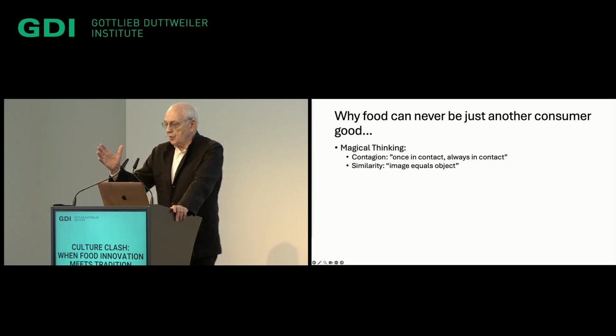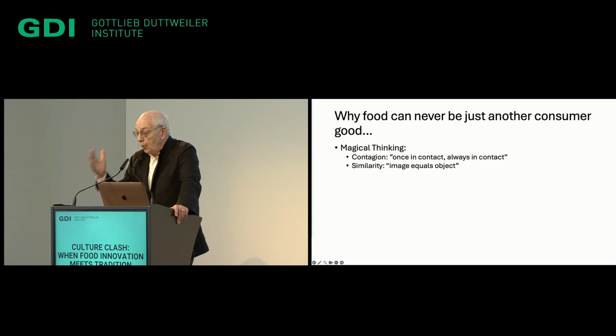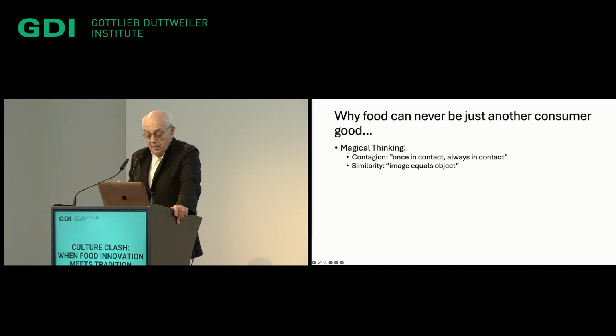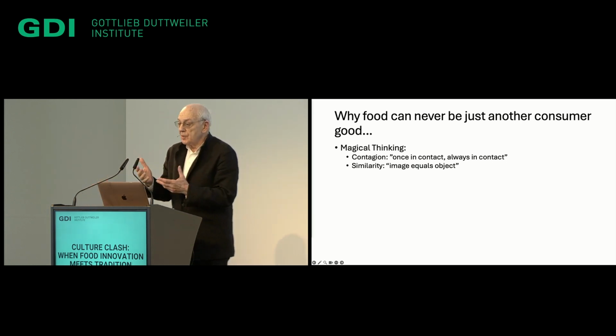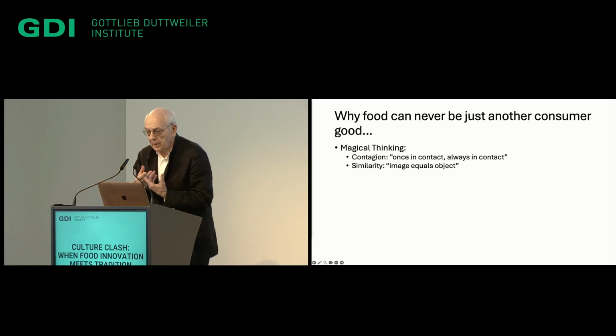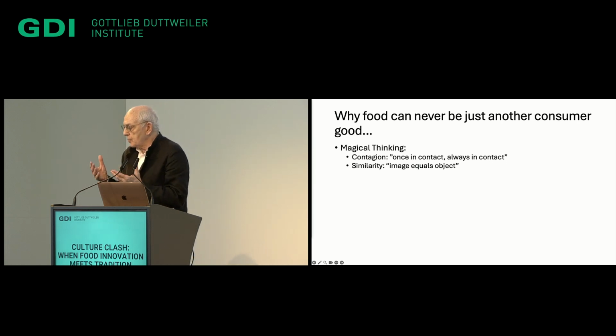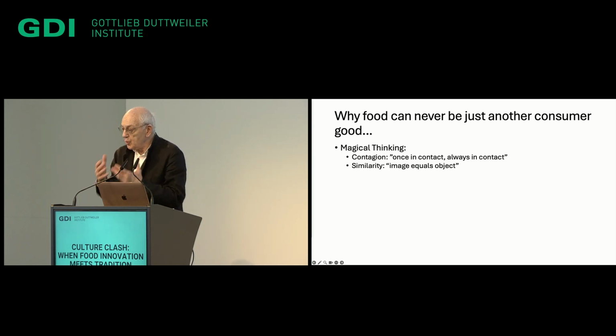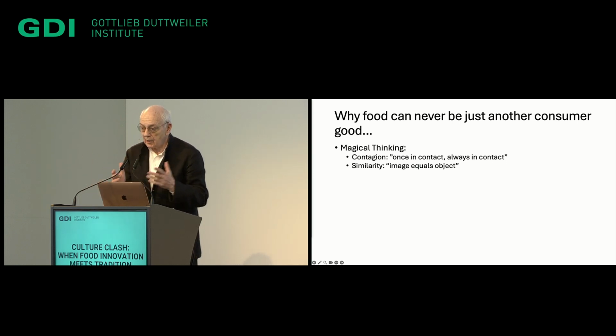In the 19th century, the first anthropologists found that in the so-called primitive cultures they were analyzing, there were two laws of people's perception of things and the world. One was contagion: once in contact, always in contact. If you touch something that is not the purity you can expect, you are contaminated. You need rituals of purification and everything. Once in contact, always in contact.